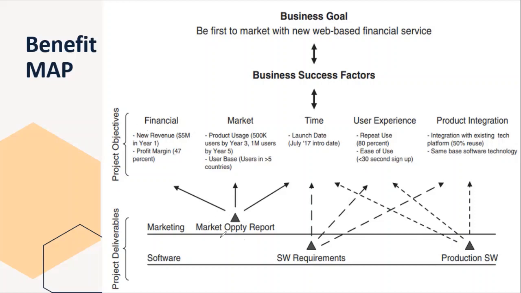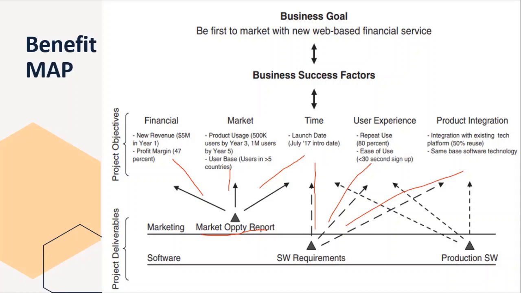Here, if you check, this one is the market opportunity; this relates to the financial, this relates to the market, this relates to the time. It is the market opportunity report. So it is the deliverable, and you have to validate this deliverable with your project objectives. Now, if you see the software requirement, then what is the launch project, what is the user experience required, and what is the product integration requirement from your side. That is the software requirement. Basically, it is a deliverable and it is related to the project objective, and the project objective is related to the success factor. Then finally, it is related to the business goal.